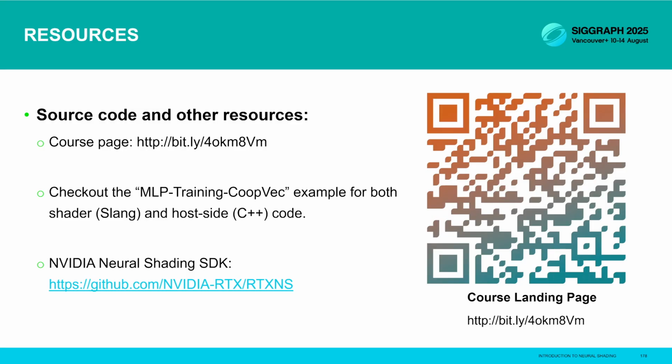Now you've learned how to use cooperative vectors to speed up neural network inferencing and training. Again, I would like to direct you to the resources accompanying this course for more details. You can find an end-to-end cooperative vector inferencing and training example, including the full definition of the MLVec wrapper type, by going to the MLP training coop-vec example on our course page. In addition, you can check out NVIDIA's Neural Shading SDK, which provides a more comprehensive library in Slang that implements the coop-vec accelerated neural network inferencing and training.